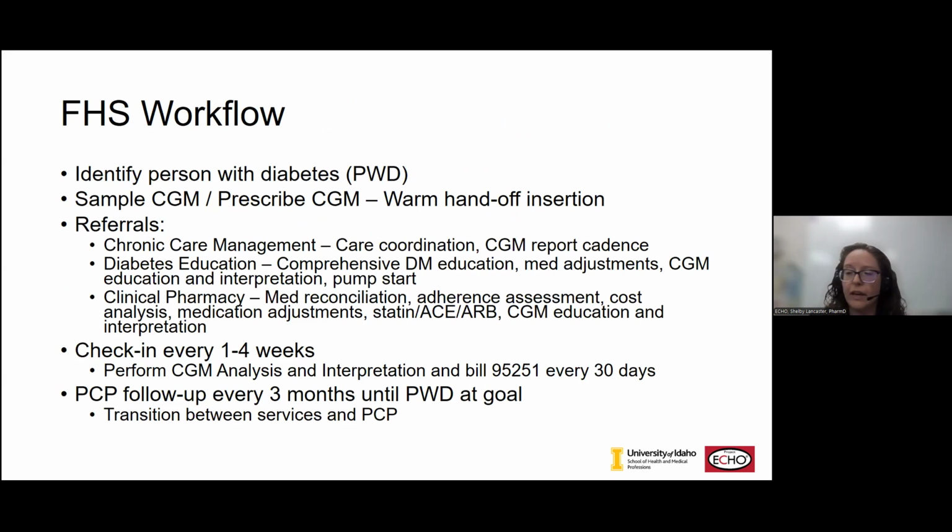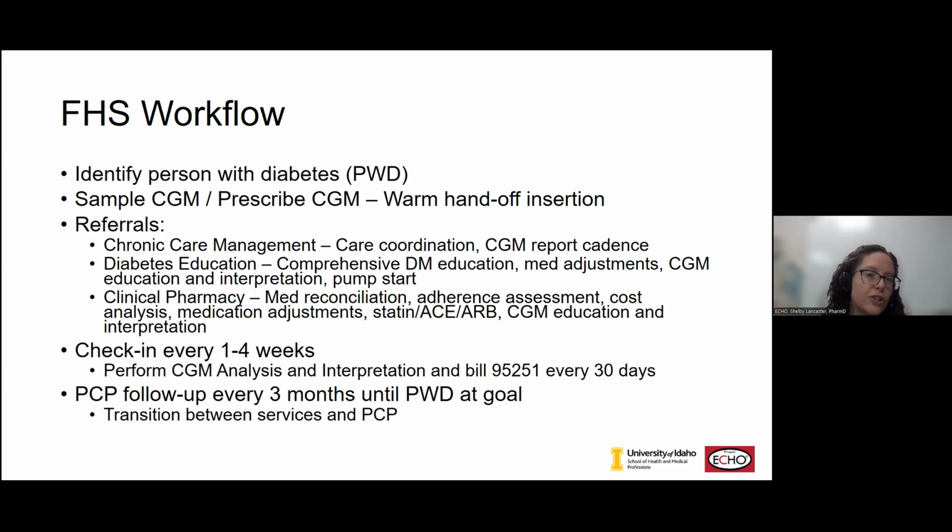So within Family Health Services, if a person with diabetes is identified that could benefit from CGM, if either the pharmacist or the diabetes educator is in office, usually a sample CGM will be placed that day through a warm handoff. So we'll provide the education, and then a CGM will be prescribed for the patient to pick up at the pharmacy or through a DME supplier with further education on how to access that.